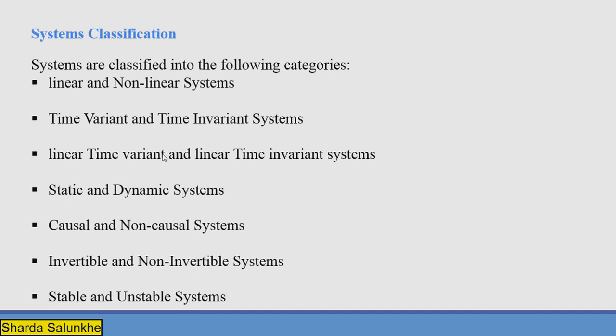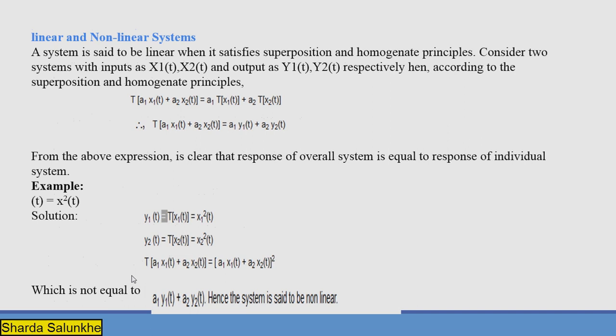So these are some classifications of the system. That means a system can be classified in these categories. That is, a system may be linear or non-linear. A system may be time variant or time invariant. A system may be linear time variant and linear time invariant. A system may be static or dynamic. A system may be causal or non-causal. A system may be invertible or non-invertible, or a system may be stable or unstable, right? So we are going to check these systems in detail.